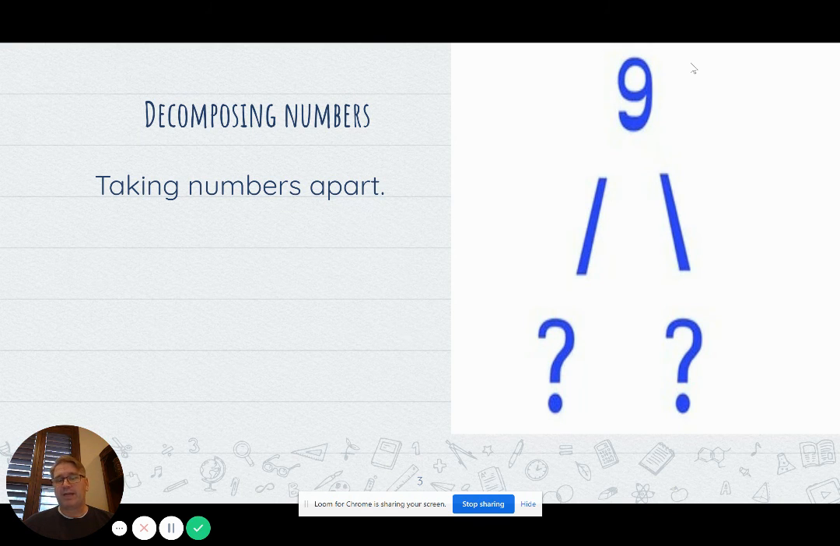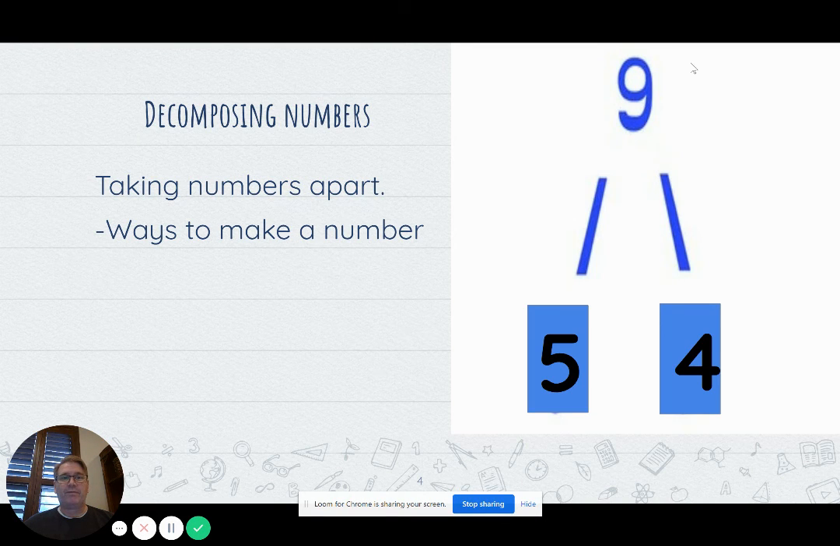So, if you happened not to see Decomposing Part 1, we talked about decomposing at its most basic as taking numbers apart. For instance, we might have 5 and 4 make 9. These are different ways to make a number. We might have 6 and 3 makes 9. We also call this part-whole. So 5 and 4 are the two parts that make up the whole of 9.